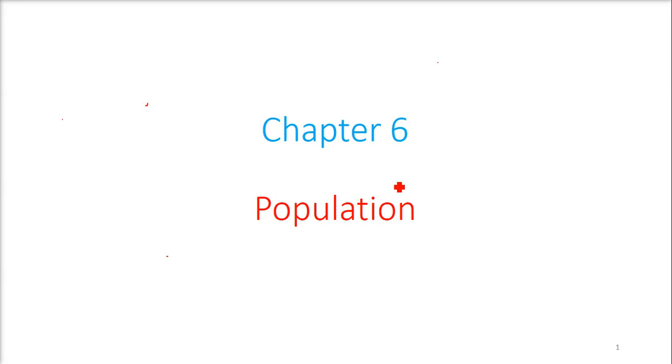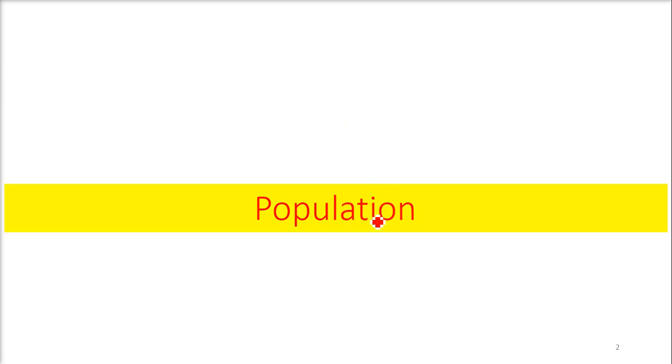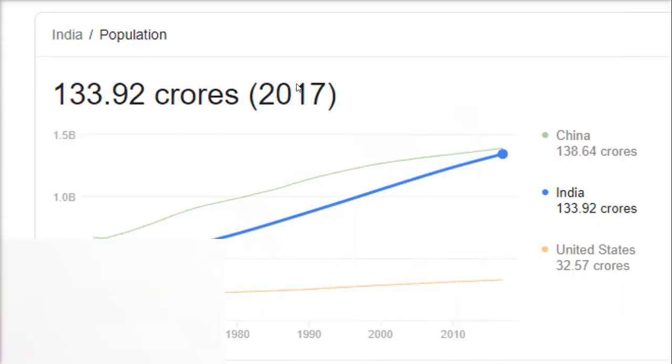We are taking chapter number 6, which is population. So population, Jansankhya, we are going to talk about this. Before we go ahead, this is the population of India in 2017. The next census is going to be held in 2021.